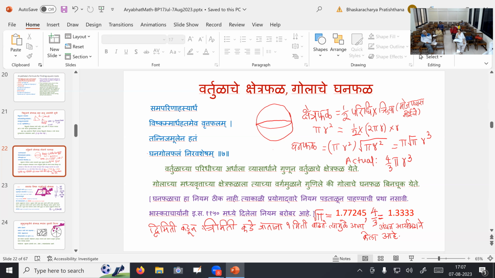So that's why he says, tan nijamulena hatam: whatever you have obtained, that is pi r square, you multiply by its square root, nija meaning whatever you have obtained. So multiply pi r square by the square root of pi r square. Ghana gola phalam, that is the volume of the sphere. That's what I think his argument may be. And then he says it is Niravashesham, meaning it is exact according to him, nothing is remaining. So this is the final formula, that's what he thinks. So this is an incorrect formula.